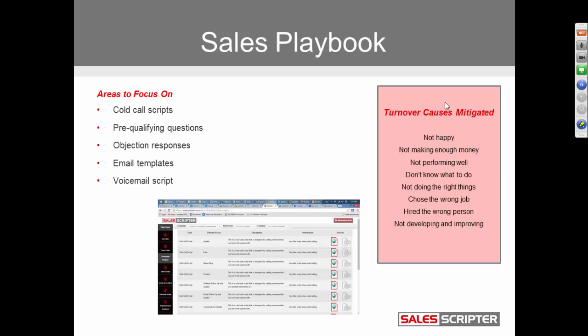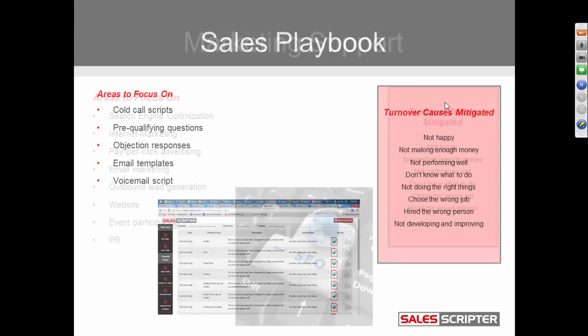They're going to be making more money because they're going to be performing better, so they might not leave because they're not making money. They're going to know what to do because they have that playbook. There's not going to be that anxiety. They're going to be doing the right things. They're not going to feel like they chose the wrong job, and you're not going to feel like you hired the wrong person, and they're going to continue to get better and better.